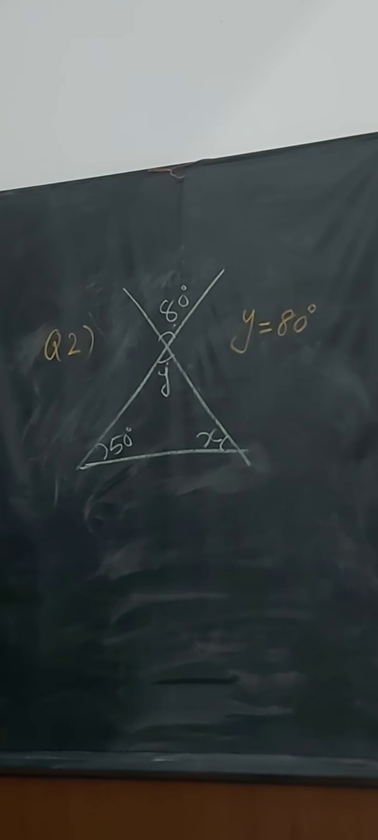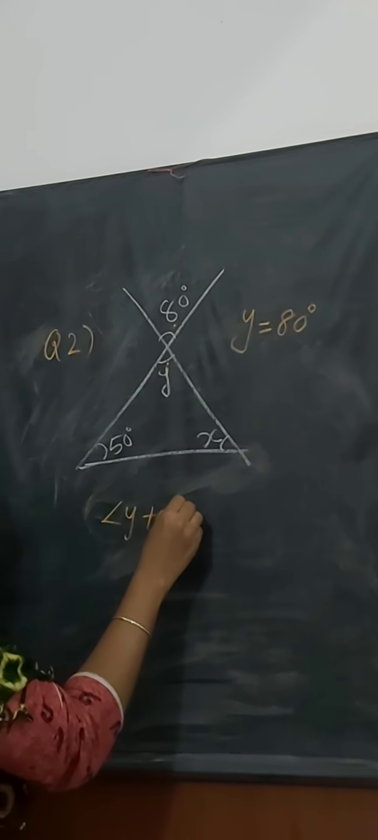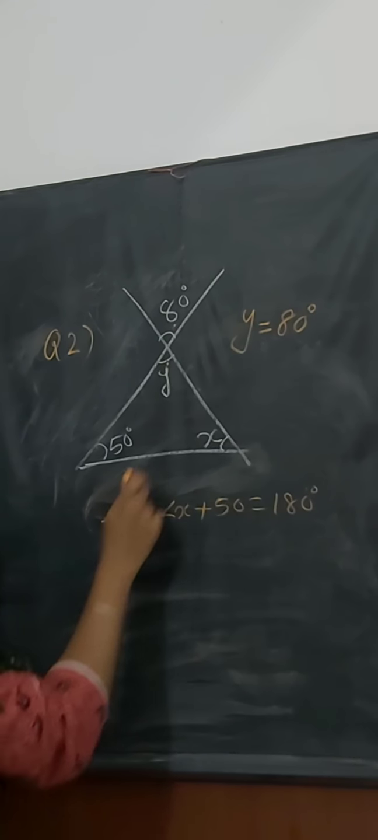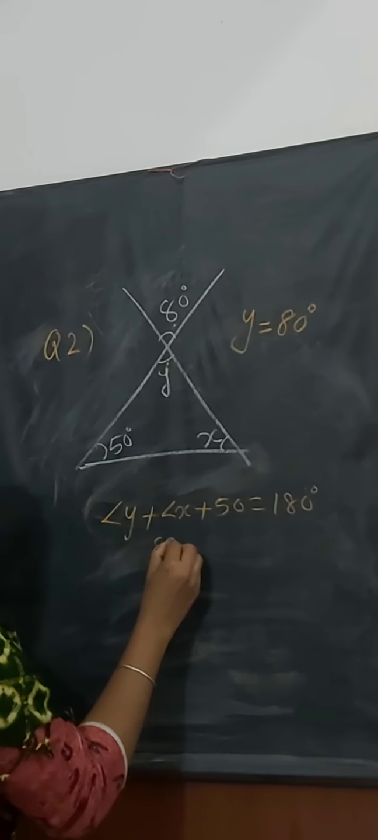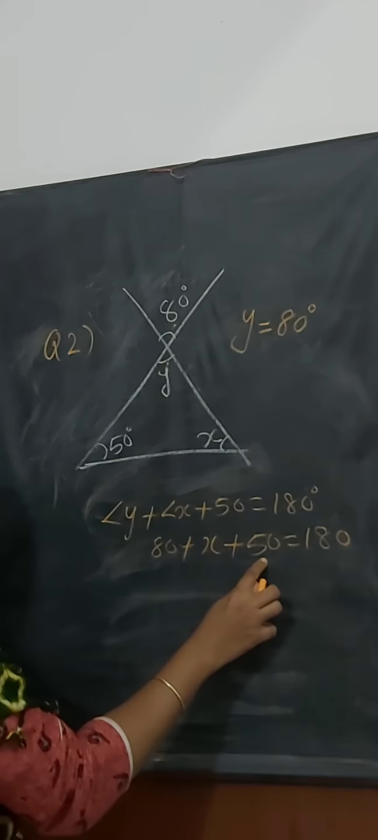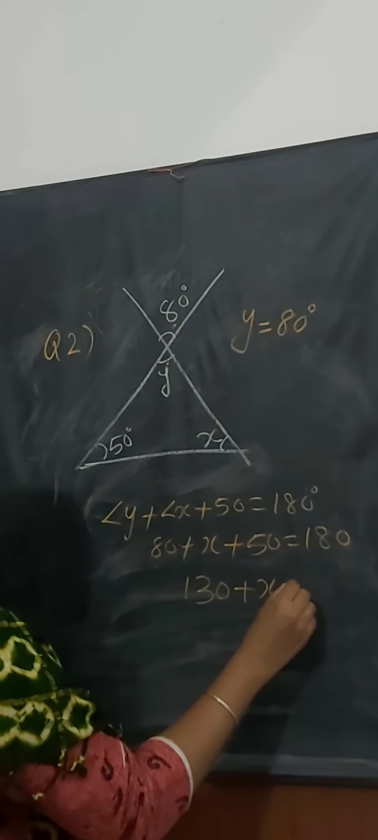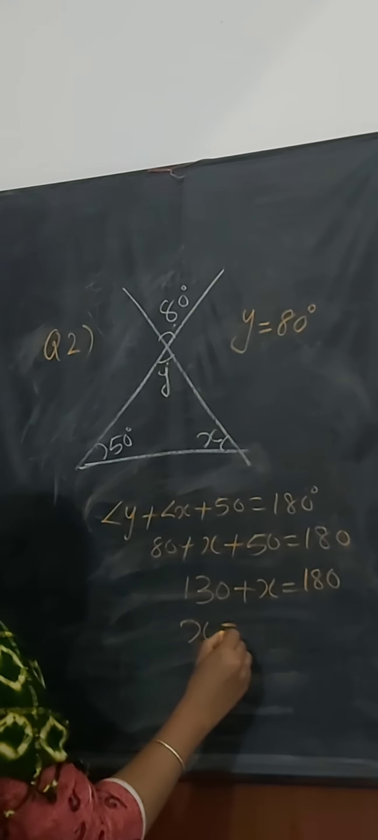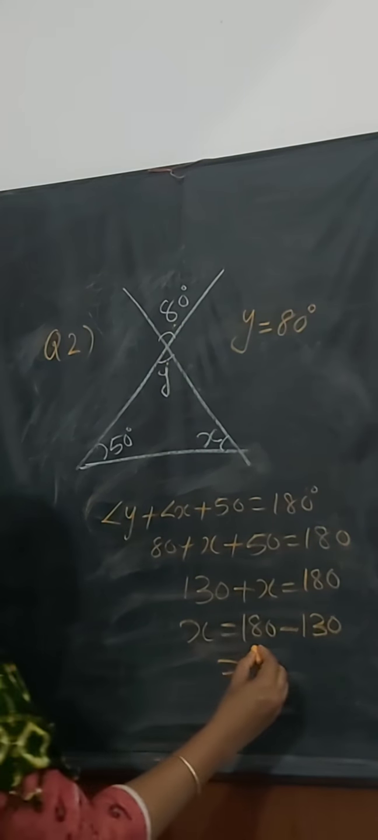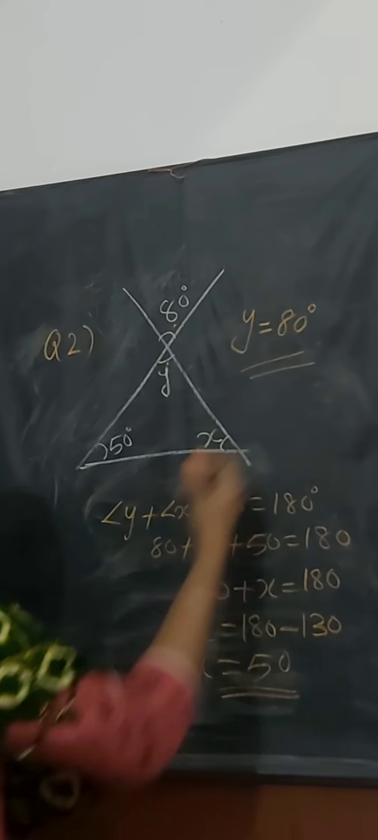Okay. Next we use the angle sum property. Angle y plus angle x plus 50 degrees equals 180 degrees. We know that angle y equals 80 degrees. 80 plus x plus 50 equals 180 degrees. 80 plus 50, we get 130, plus x equals 180. X equals 180 minus 130. The answer: 50 degrees. X equals 50 degrees. Y equals 80 degrees.